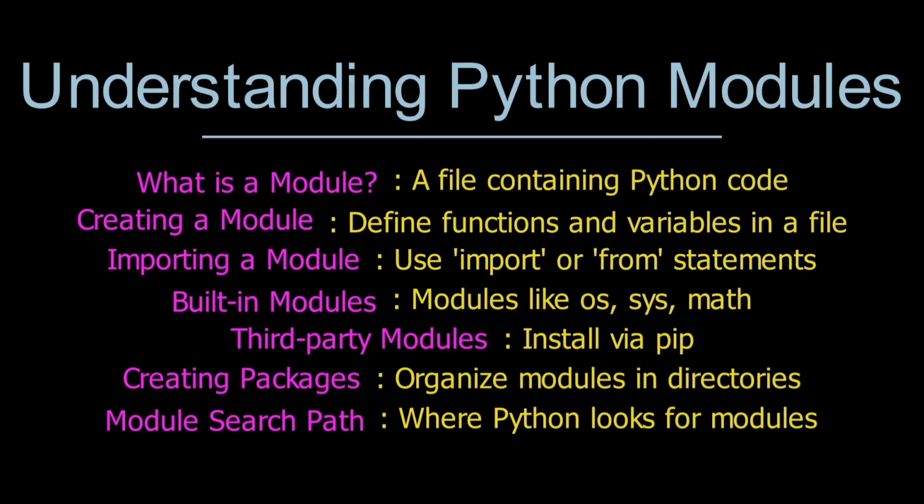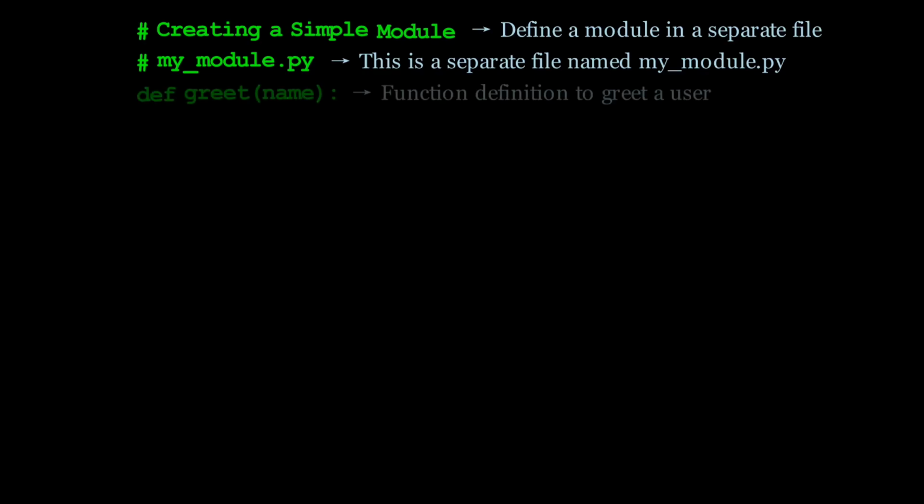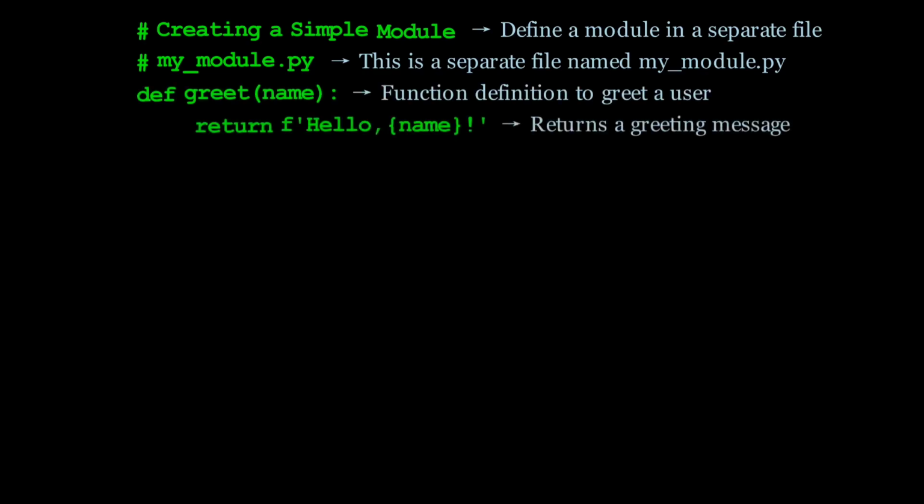For larger projects, you can organize related modules into a package by placing them in a directory with an __init__.py file. When a module is imported, Python searches for it in a specific sequence of directories specified in the sys.path variable. Here is a practical example of creating and using a module in Python.